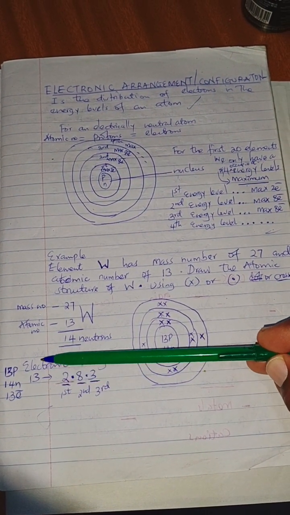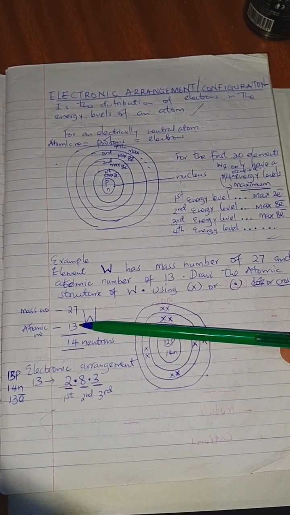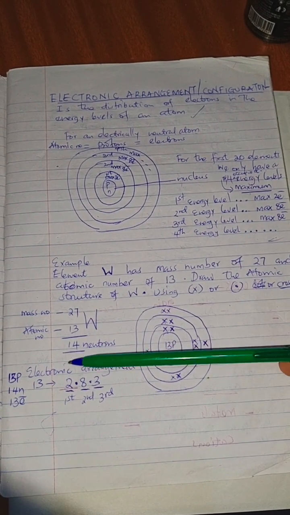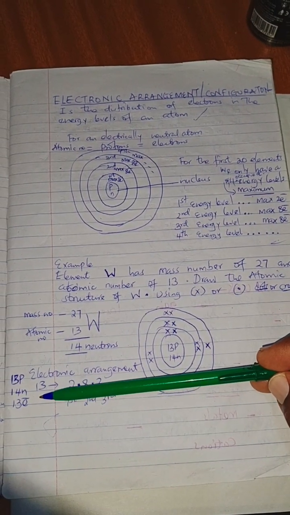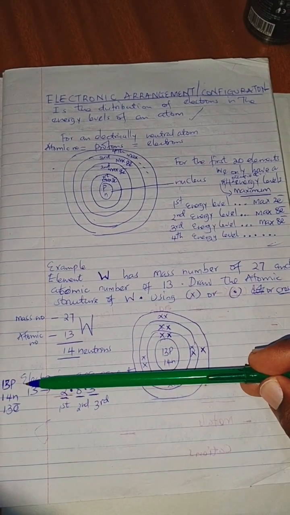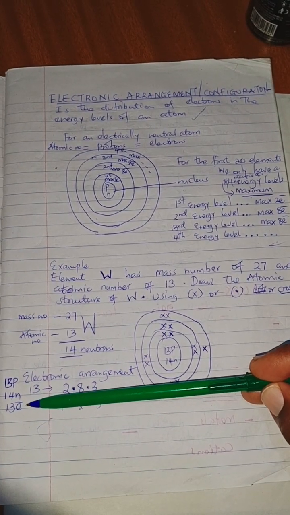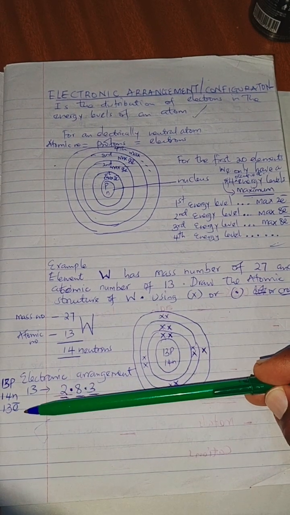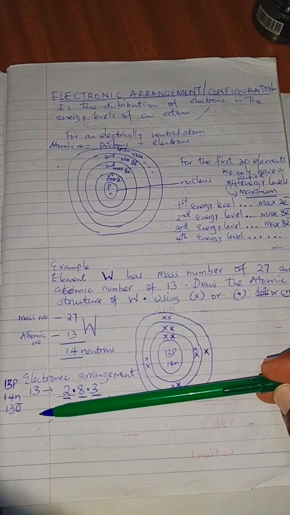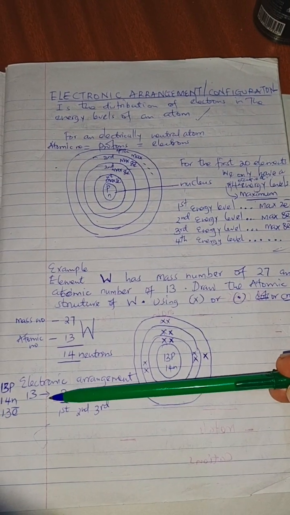14 neutrons. When you subtract mass number minus atomic number or protons, you get 14 neutrons. So we have 14 neutrons and 13 electrons. 13 electrons because for an electrically neutral atom, protons are equal to electrons. These 13 electrons are the ones that we use to write the configuration. So we can use atomic number, protons, or electrons for an electrically neutral atom to write the configuration.